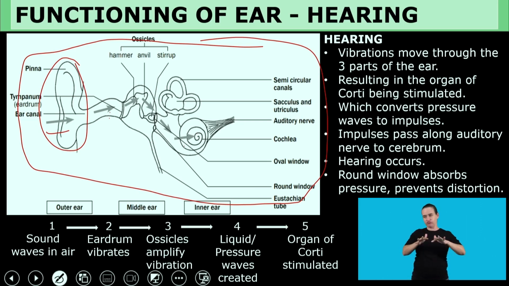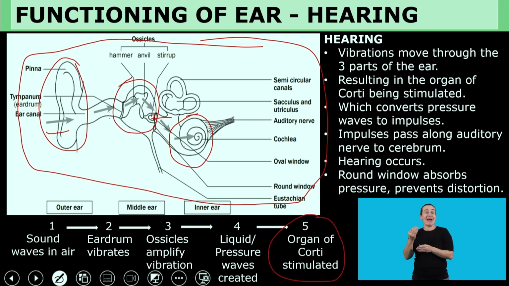Vibrations are now passed from the tympanic membrane to the ossicles, and then from the ossicles, the vibrations will reach the oval window. From the oval window, a pressure wave is created, which is now taken to the cochlea, where we've got receptors, and these receptors are called the organ of Corti, and the organ of Corti will take the impulses through the auditory nerve to the cerebrum for interpretation.